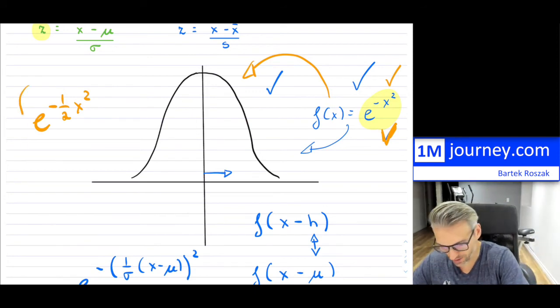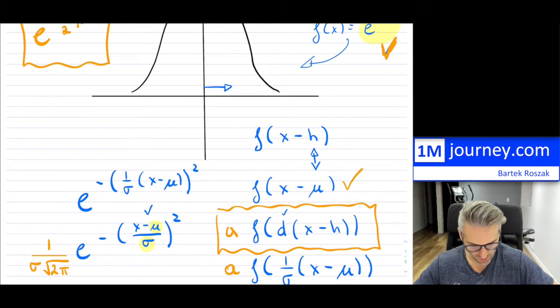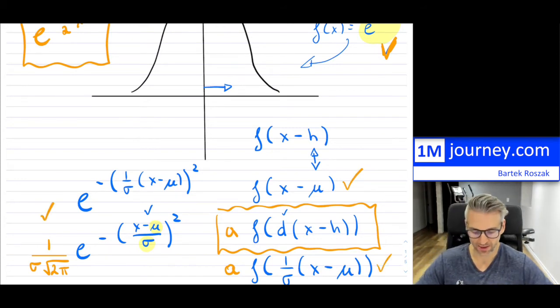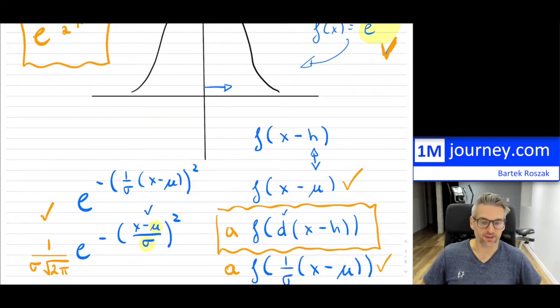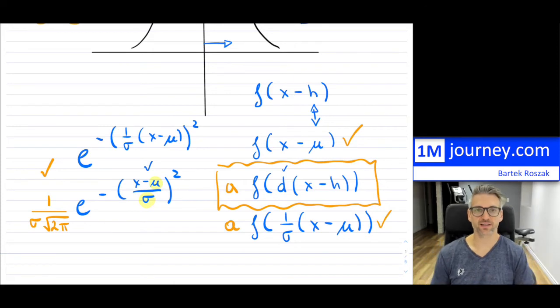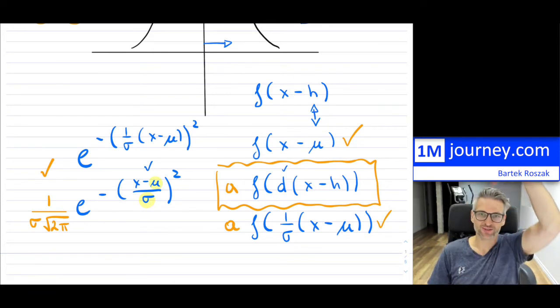So everything is the same. If this was your parent function, and then you introduce first this, then your standard deviation, and then this term a, which is 1 over the standard deviation and the square root of 2 pi, then it all works exactly the same. So that a, if you remember transformations, if you multiply by that, all it does is stretch and compress in the y. So that's what it does.